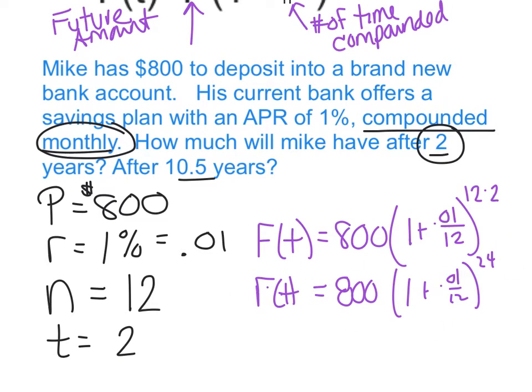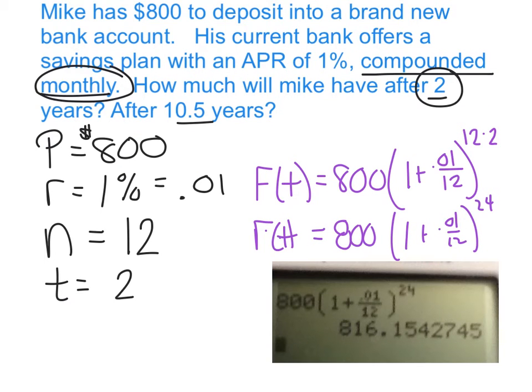So just carefully punch that in your calculator. Pause it, see what you get. Here's a snapshot of my screen. Notice I'm using that fraction tool. Okay, we want to make sure we use that. And I've got $816 and change, 15 cents.